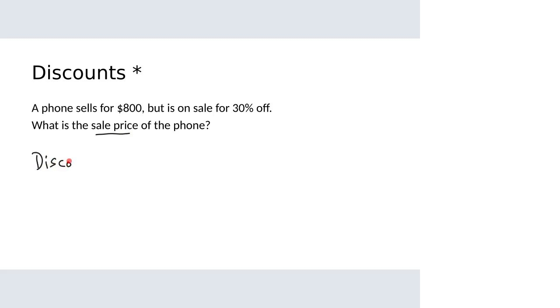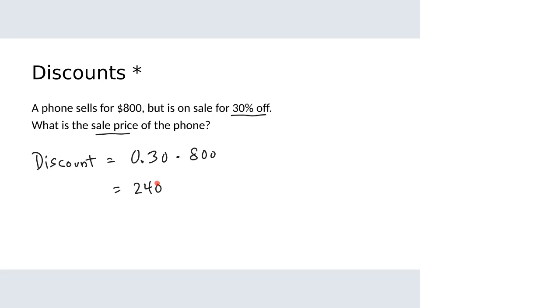Okay, so I want to know the sale price, but first I'm going to figure out how much the discount was. And the discount here is 30% of that $800 cost. So to find the amount of the discount, I'm going to do 0.3 times 800. That's $240. And nobody answered 240, which is excellent.